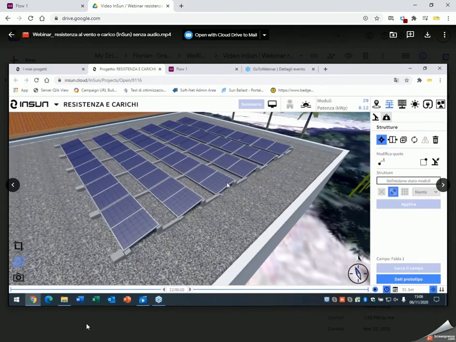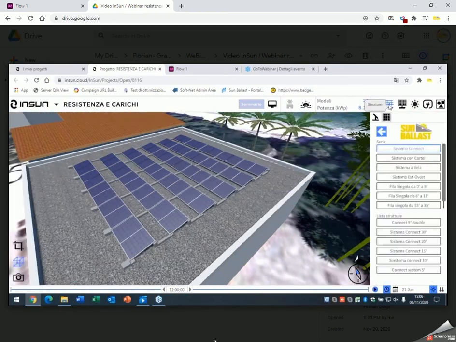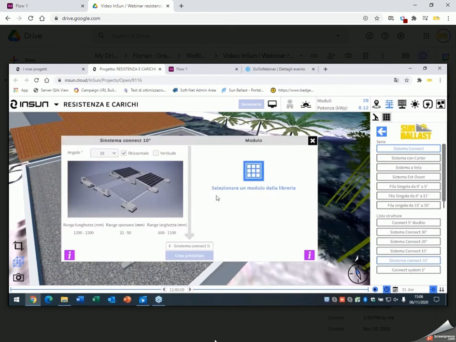I've already made up an example with a system using the 10-degree Connect system. In the catalog of the software, it is possible to use the various inclinations that we offer: 5 degrees, 10 degrees, 15 degrees, 20 degrees and 30 degrees with the horizontal laying. While the vertical laying is possible only with 10-degree inclination, as you can see from this preview.